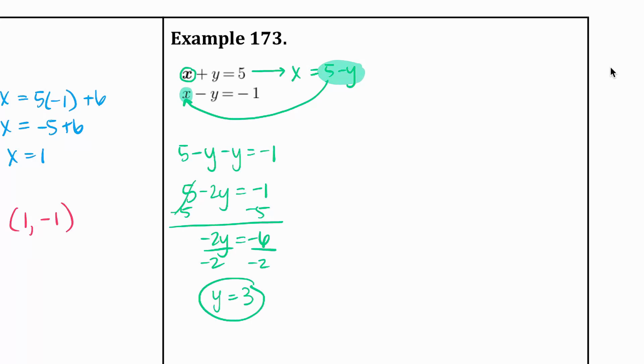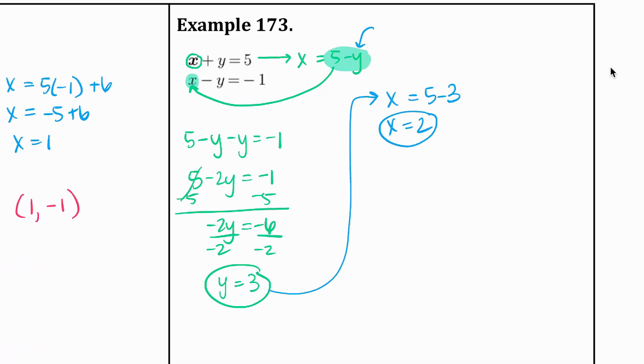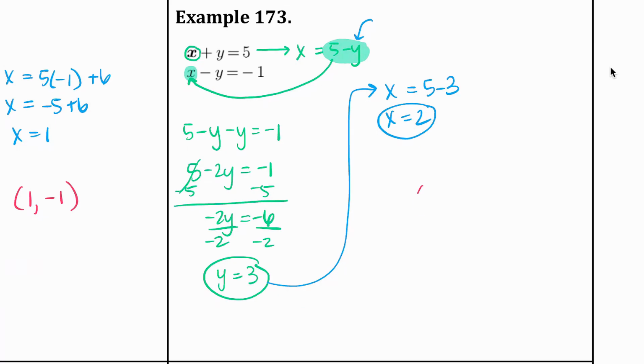Okay, if we plug that back in to solve for x, I'm going to plug it back in right here. Since we're looking for x, I'm going to use the equation that says x equals 5 minus 3, or x equals 2. So my ordered pair, we write our solution as an ordered pair, is 2, positive 3.